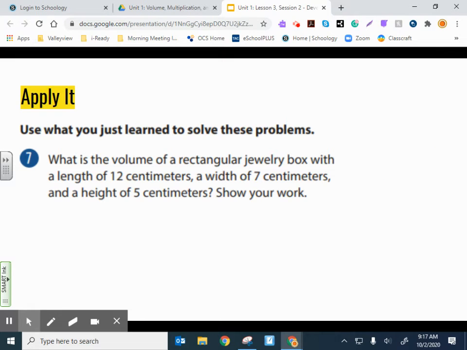Okay, let's see if we know what we're doing here. What is the volume of a rectangular jewelry box, that beautiful jewelry box with the pearls coming out of it? Looks like a pirate stole it. It has a length of 12 centimeters, a width of 7 centimeters, and a height of 5 centimeters. Here's a pro tip for word problems. Circle the stuff you need to find the answers. So I would circle this. I do a width of 7 centimeters and a height of 5 centimeters.